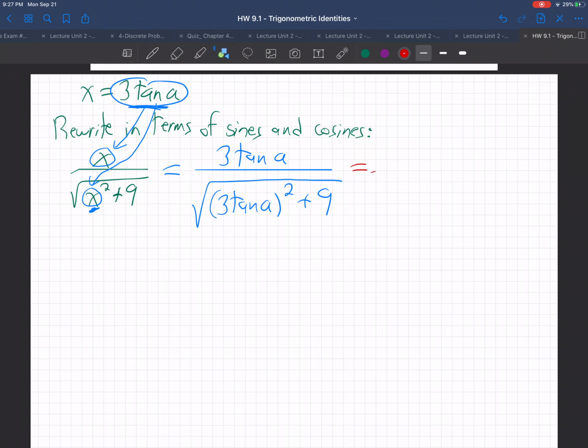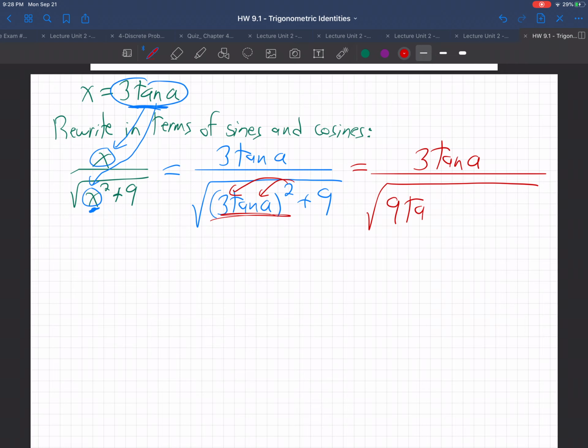Well, on the top, 3 tangent of a. On the bottom, let me do our big square root here. This guy's squared. You square the 3 and square the tangent, don't you? 3 squared, you know, is 9. Tangent squared of a plus 9, like that. Good so far?